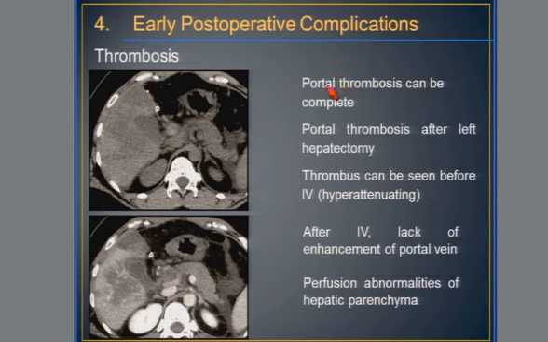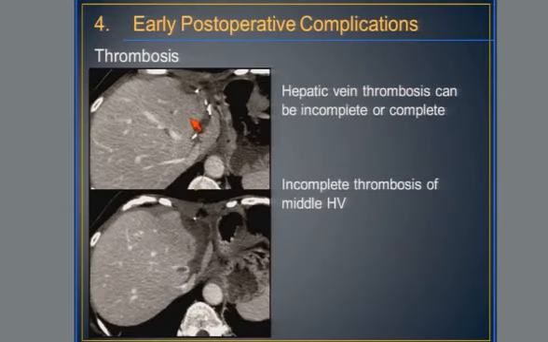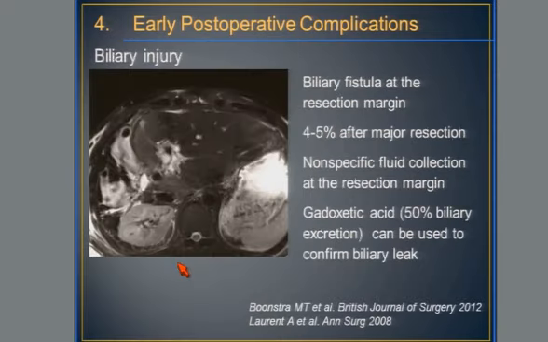Portal thrombosis on some occasions can be complete. For sure, Doppler sonography is excellent at showing portal thrombosis, but CT is also a very good examination because it can show the thrombus as a hyperattenuating clot inside the portal vein, which is enlarged, and after injection there is a lack of enhancement of the portal vein and some perfusion abnormalities of the hepatic parenchyma. Thrombosis of the hepatic vein can be incomplete or complete. This is a case of incomplete thrombosis after hepatic resection.